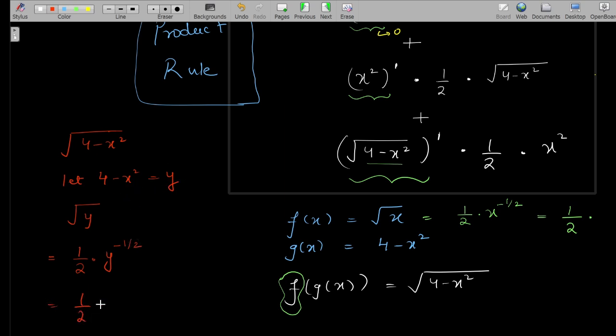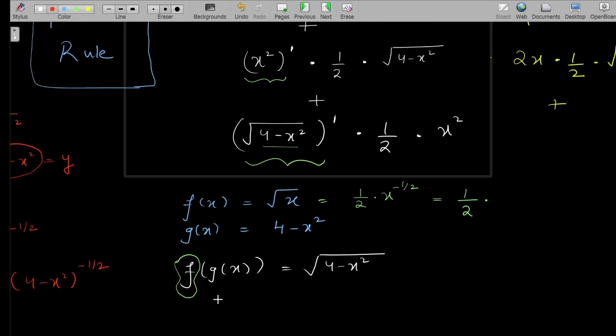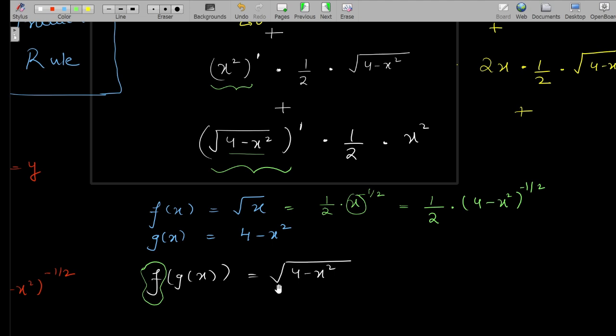So this is 1/2 times the value of y, you put that back, 4 minus x square. This is another way of doing the derivative of a composite function. So this becomes 1/2 times, instead of x we had 4 minus x square raised to 1/2. So basically for this, f of x will always be root of x, and we just find the derivative of that and then plug whatever is inside it as x.